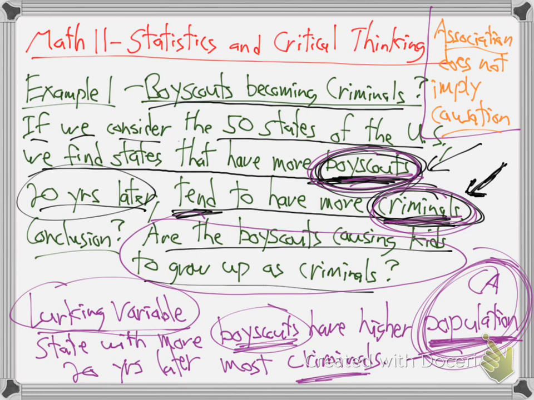Happens all the time in the news and online, is people will cite that two things are connected, associated. More of one goes with more of the other. So therefore, that's causing, item A is causing item B. Not necessarily. Maybe, but not necessarily. Association does not necessarily imply causation. Now, it could be. How do you know if it really is? How do you know if the Boy Scouts are really cranking out criminals?